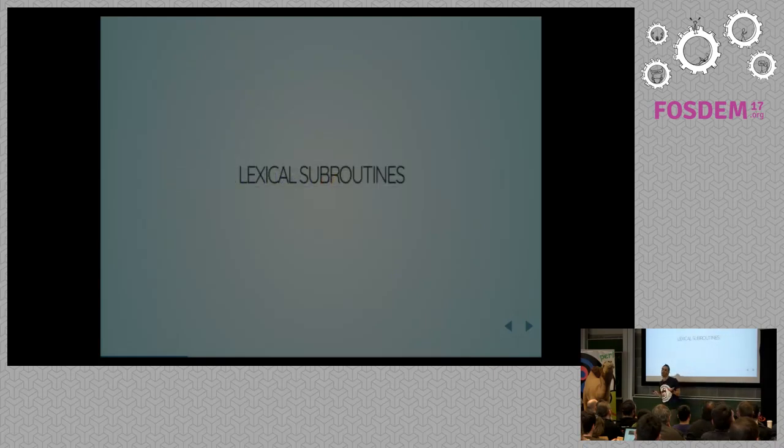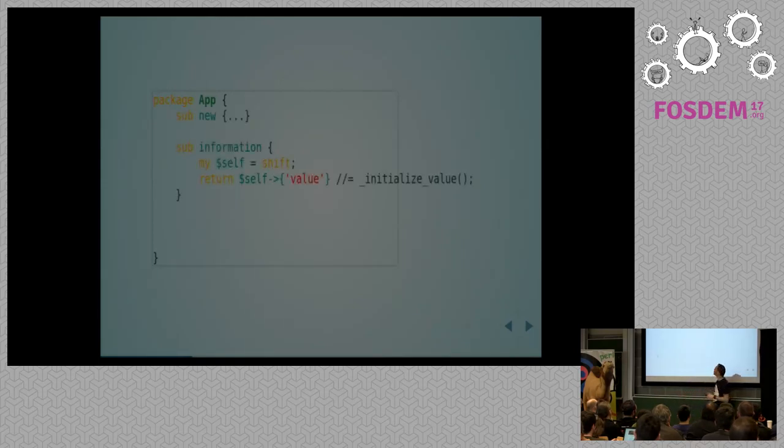Lexical subroutines, they're already in. I love lexical subroutines because they do something really interesting. Let's say we have an app here, new. We have some kind of information attribute or method, and we want to call that getting either the value, or if there is no value, we want to call, oh, this is great, we want to call the initialize value, and we want the initialize value to also set the value and to return the value, so in the future it will be cached. I love Perl. It's like one line. That's it.